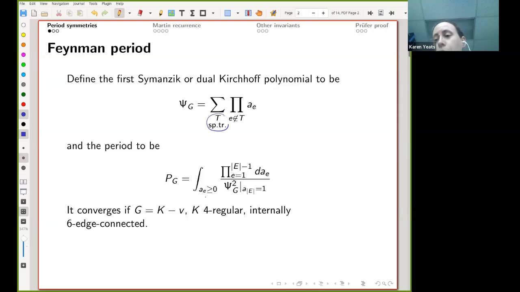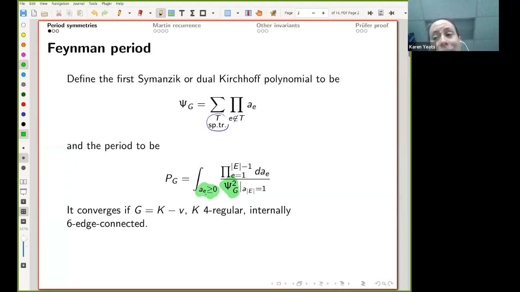And then, I promise you, this is the only integral that I'm going to write down, and you're not going to have to evaluate it. You define the period, or Feynman period, of the graph to be this integral. There's a whole bunch of junk here, but the part you should really think about is just 1 over the Kirchhoff polynomial squared. That's somehow morally what the integral is, where you're going over this simplex where all of the variables are greater than or equal to 0.